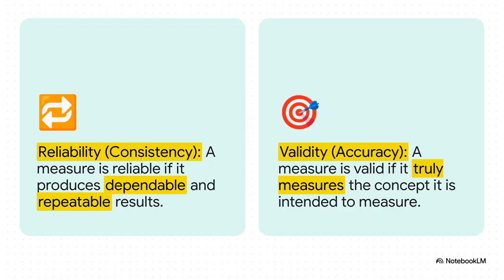So you've picked your design, but what about your measurements? Are your tools any good? They've got to be two things. First, reliable. That just means consistent. Think about a bathroom scale that gives you the exact same weight every single time you step on it. That's reliable. But it also has to be valid, which means accurate. What if that super reliable scale is always 5 pounds off? A valid tool measures what it's actually supposed to be measuring. You absolutely have to have both.